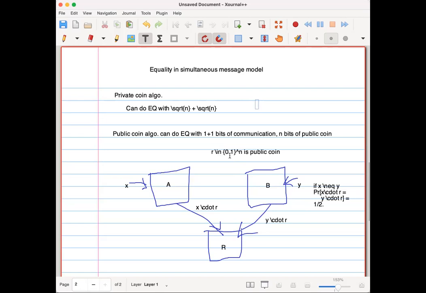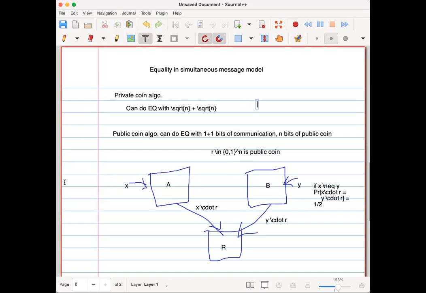Separately, one can ask, fine, I don't want to completely remove public coins, but can I come up with an explicit protocol? I mean, not some abstract thing coming from Chernoff. Can I come up with an explicit protocol where the public coin is only log n bits? The answer is yes, and it will actually help us with the understanding of the private coin protocol. So let's do that.